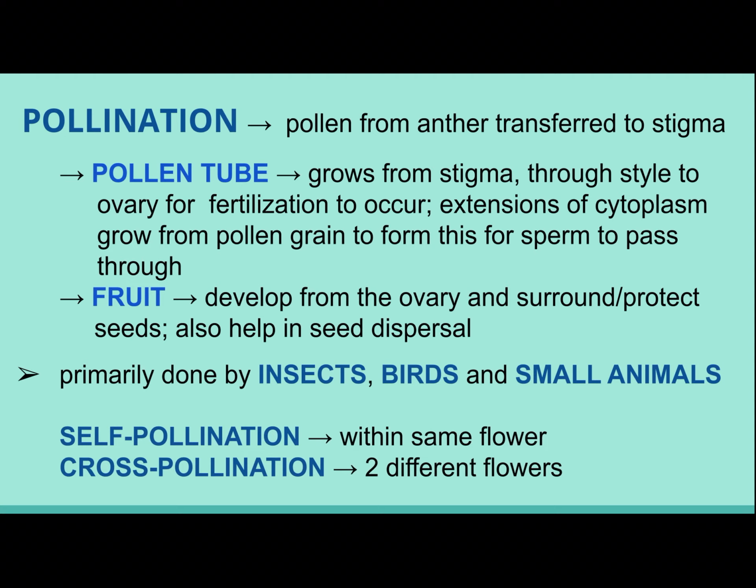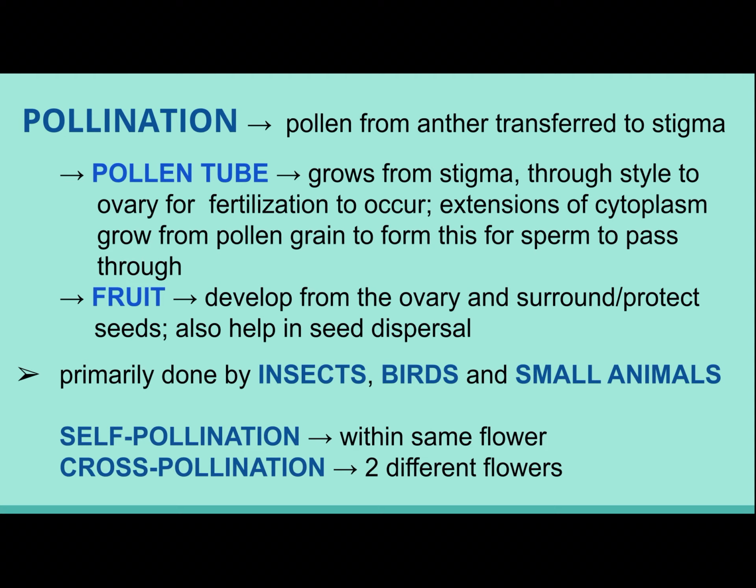Cross-pollination is when you have pollination occurring between two different flowers. So the pollen from one flower falls upon the stigma of a different flower. And that's what's usually done with insects, birds, and small animals. A lot of times self-pollination occurs because of wind, but it can also occur because of insects.